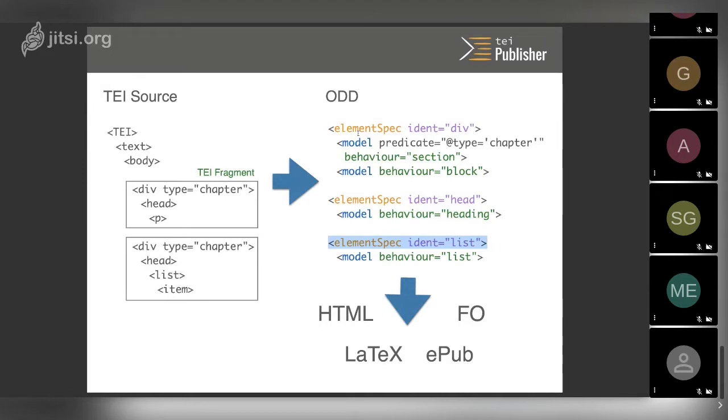What's a behavior? A behavior is an abstract concept, like a paragraph or a heading or a footnote. So the basic idea is, because the ODD should be media independent, it should not play a role if I'm going to generate HTML or a PDF. In both cases, you have certain abstract elements and they are essentially the same. If it's a paragraph in HTML or in the PDF, it doesn't really matter.